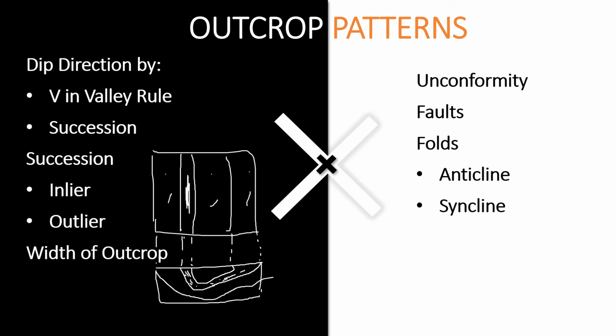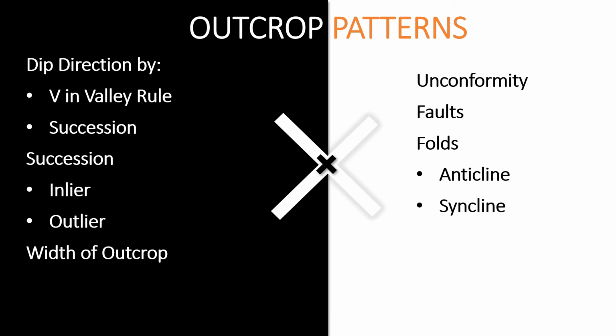So the width of the outcrop identifies if it is a low dip or a steep dip. When the width of the outcrop is greater, that indicates a low dip, or the angle of the dip is small with respect to the horizontal. But when the width of the outcrop is narrow, that indicates a steep dip, as shown in our drawing.